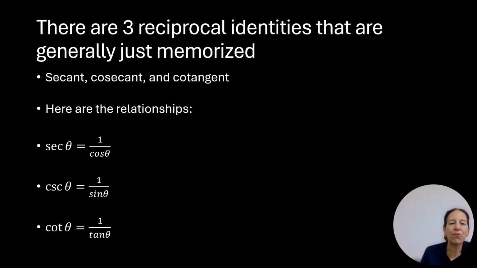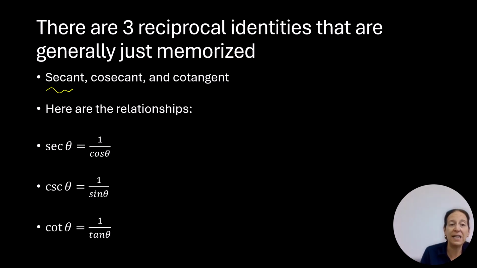So there are 3 reciprocal identities that are just generally memorized. I think I might try to find what's called the hexagon and introduce you guys to that. One of the pre-cal teachers uses it. But I just memorize these, and I'll kind of tell you how I memorize them.